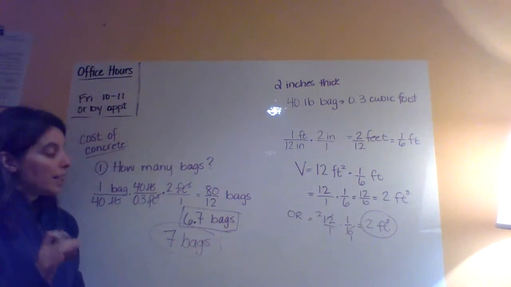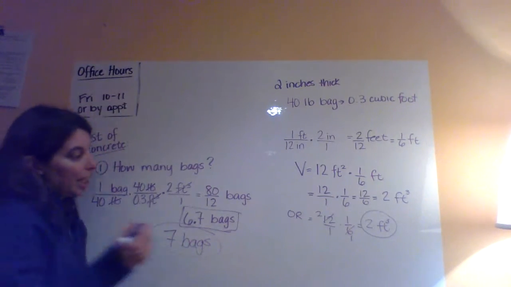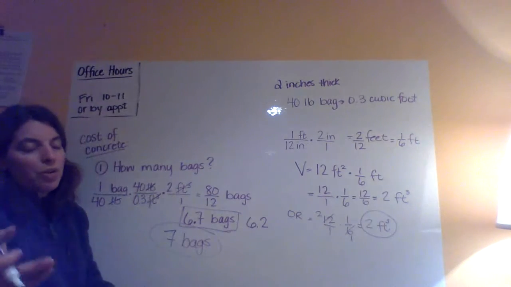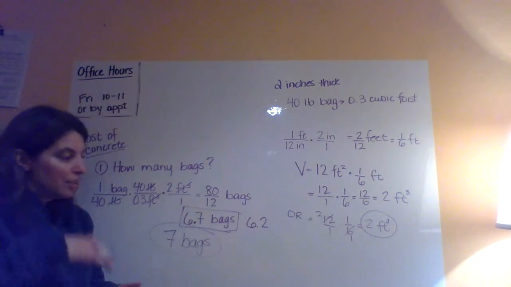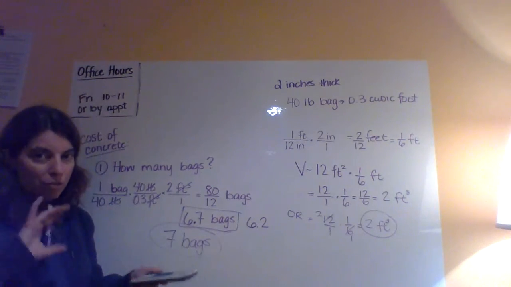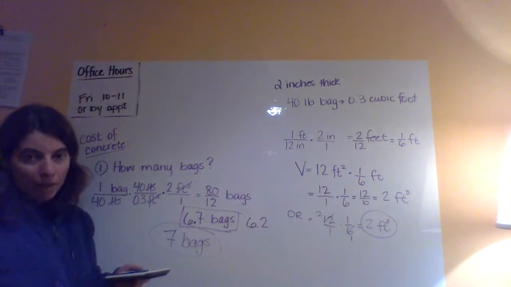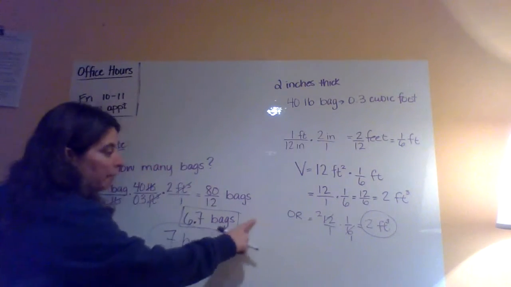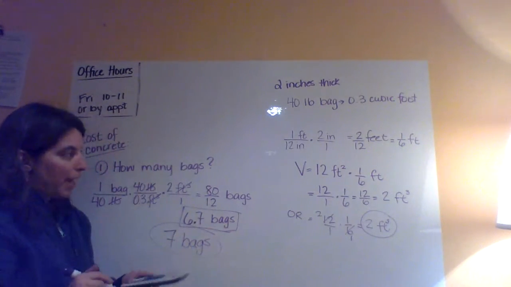Okay. Now, it's not only because it rounds up to 7. Even if they needed 6.2 bags, they still need more than 6. 6 bags wouldn't give them enough. They'd still have to take 7. So you have to really think about the context sometimes, even if you're rounding sort of what seems like the wrong way. Okay. So they need to buy 7 bags.